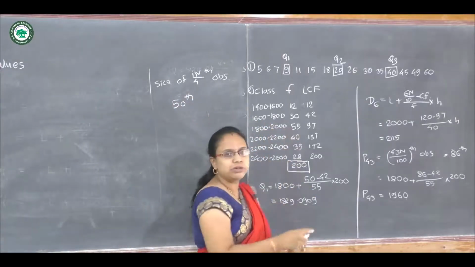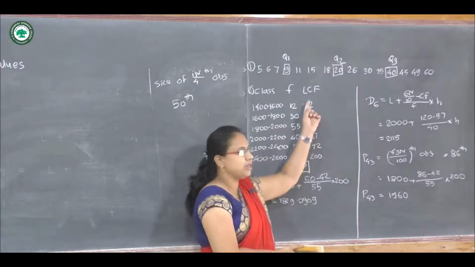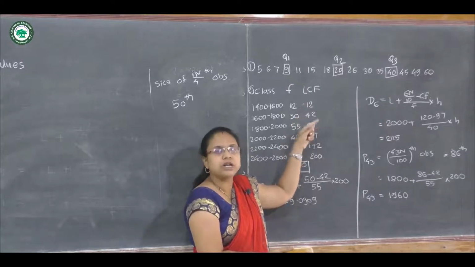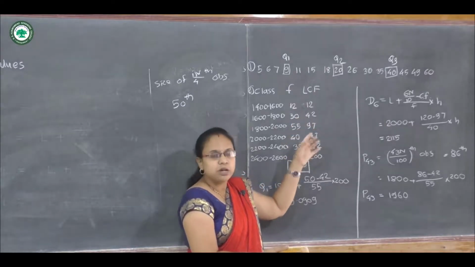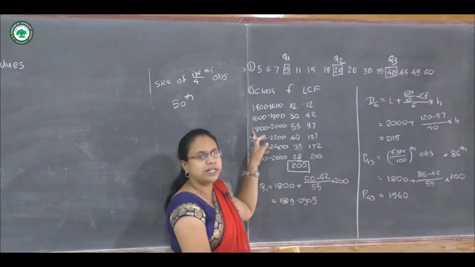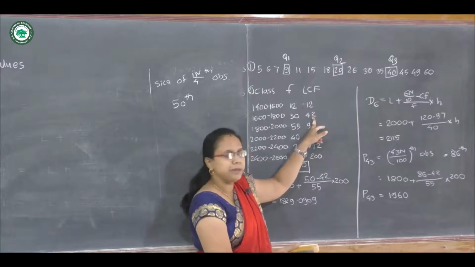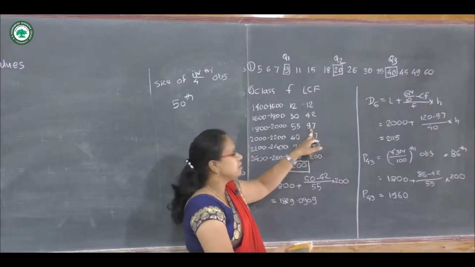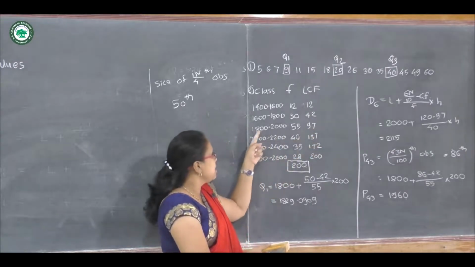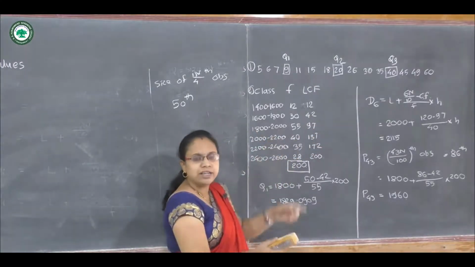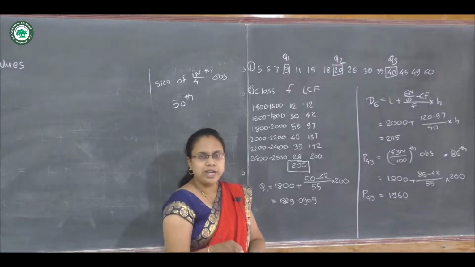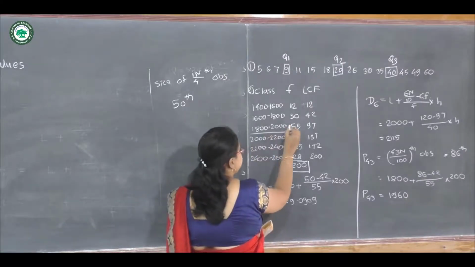Here we look in the less than cumulative frequencies. The less than cumulative frequency which is equal to or just greater than 50 will be our first quartile class. Here we can see that 97 is just greater than 50. So corresponding to this, 1800 to 2000 is the first quartile class, which means our Q1 will definitely lie in this class.